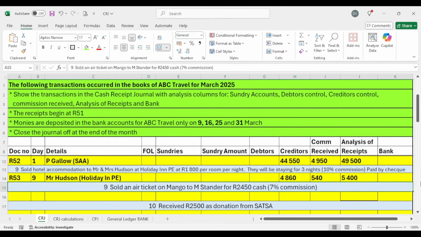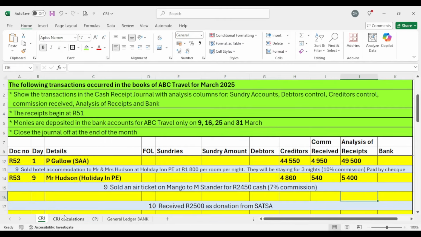Next one. Also on the 9th, we sold an air ticket on Mango to M Standard for 2,450 Rand cash, and it includes 7% commission. So we are going to do the calculations first.